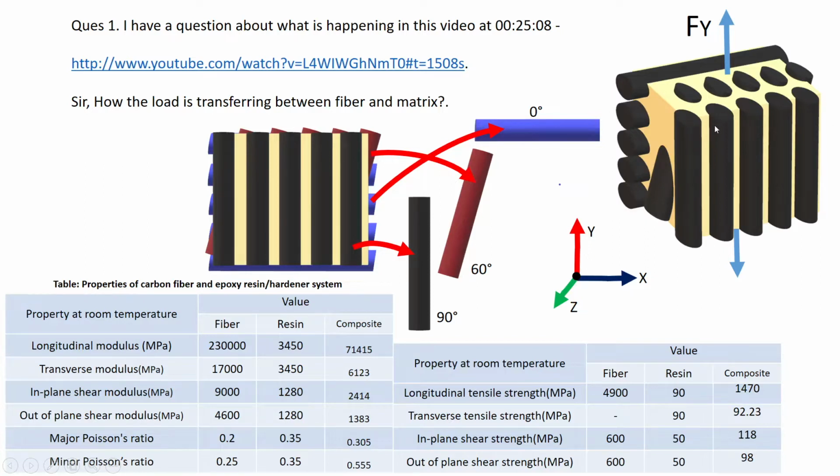The first layer is at 0 degrees. Then in the second layer, we have fibers oriented at 60 degrees. And in the third layer, they are oriented at 90 degrees. So the front view of this laminate is shown here.